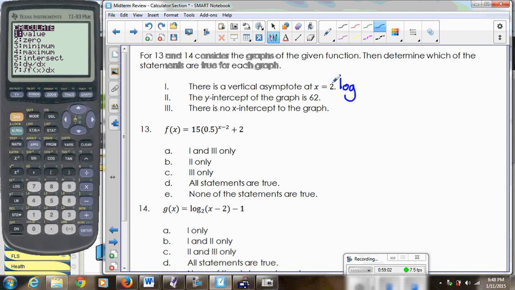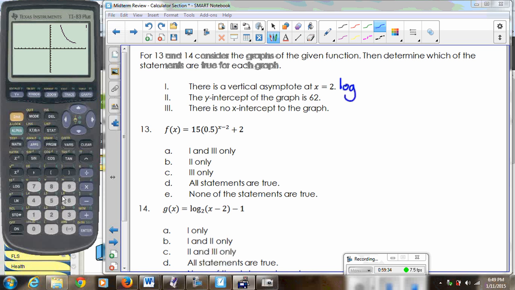And the y-intercept is at 62. We'll have to test that. And then no x-intercept for the graph. So let's just graph these. So if I graph number 13, that's going to be the easiest way. We have 15 times the quantity 0.5 to the x minus 2, and then plus 2. I'm probably going to have to change my window, so let's try zoom 6 and see if we see anything.